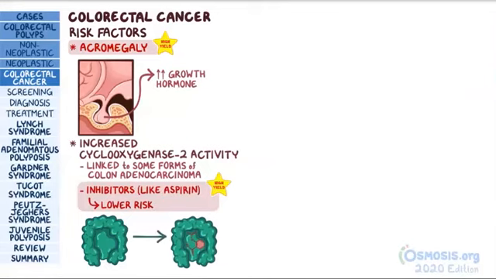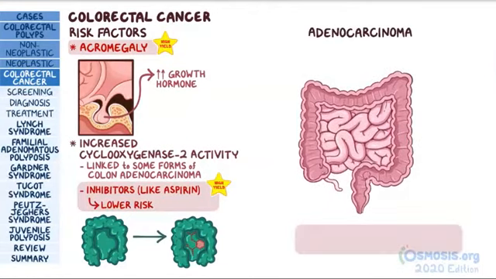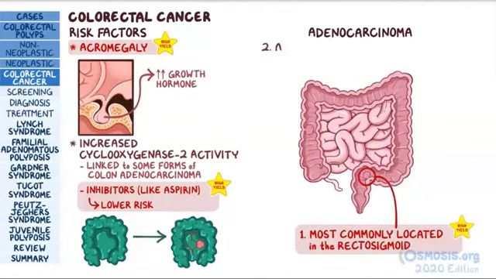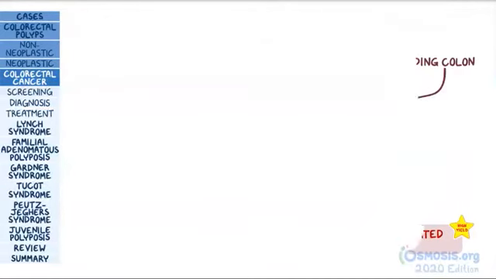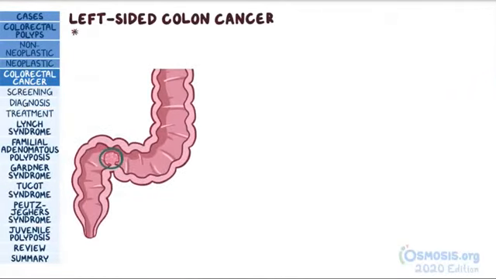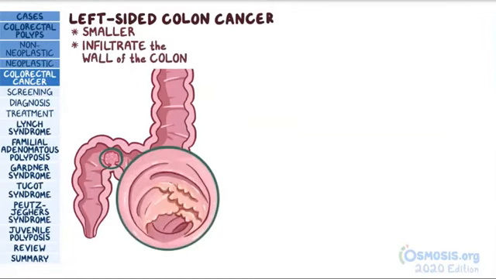For your exam, you should remember that the most common form of colorectal cancer is adenocarcinoma, and it's most commonly found in the rectosigmoid, then ascending colon, and rarely in the descending colon. Initially, adenocarcinomas can be asymptomatic, but as they grow, their location determines their manifestations. Left-sided colon tumors are usually smaller, but as they infiltrate the wall of the colon, they encircle the lumen, eventually narrowing the lumen and causing obstruction.